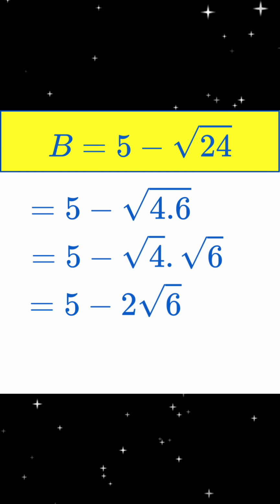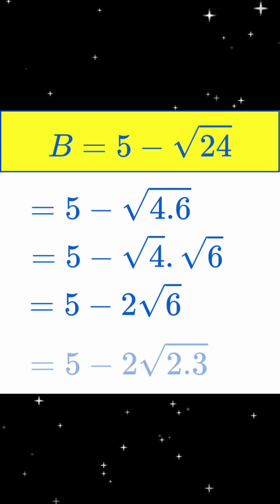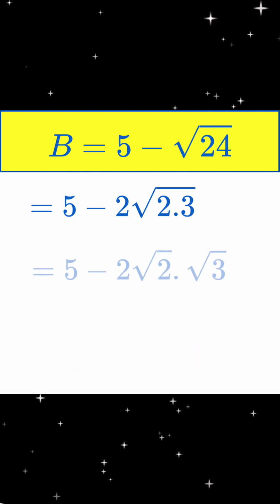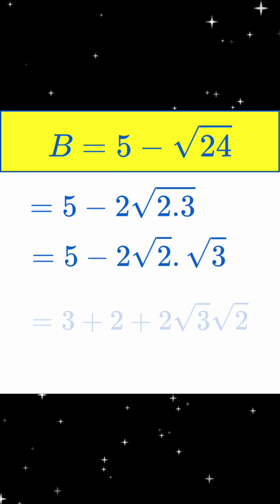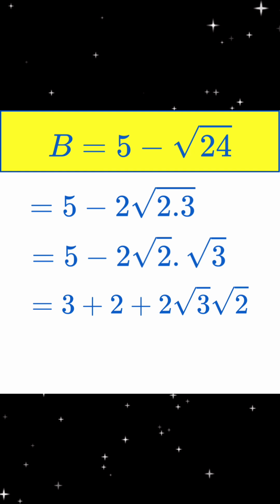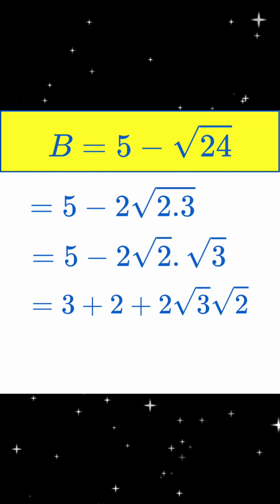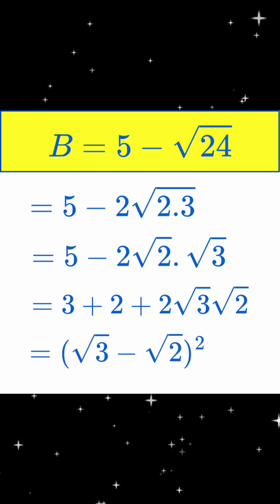Look closely at the numbers again. The square root of 6 is just the square root of 3 times the square root of 2. And 5 can be split into 3 and 2. Once again, we have a perfect square. b is equal to the square of the square root of 3 minus the square root of 2.